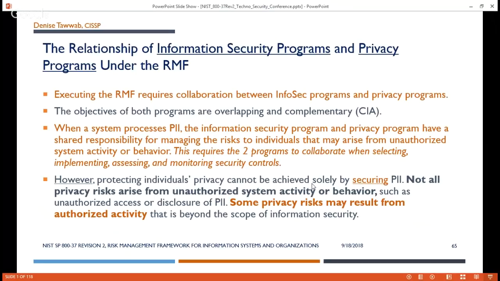However, protecting individual privacy cannot be achieved solely by securing PII. Not all privacy risks arise from unauthorized system activity or behavior, such as unauthorized access or disclosure. Some privacy risks may result from authorized activity that is beyond the scope of information security, and that's what your privacy program addresses.